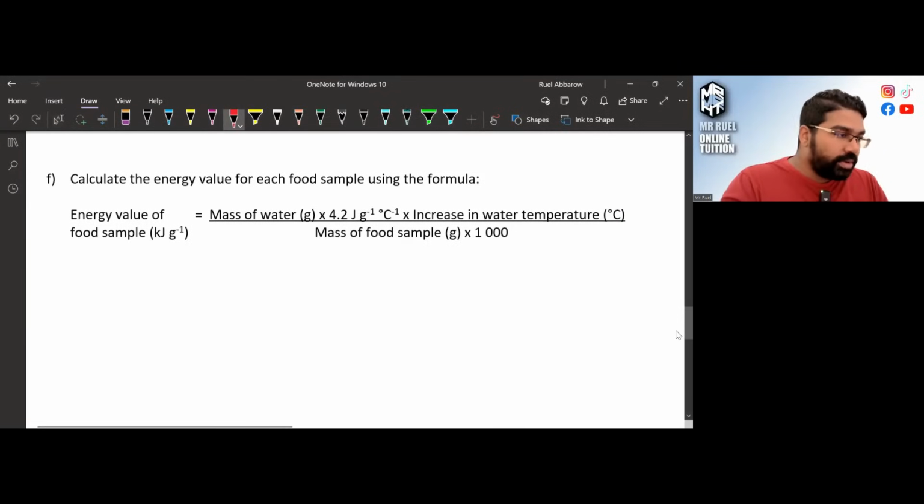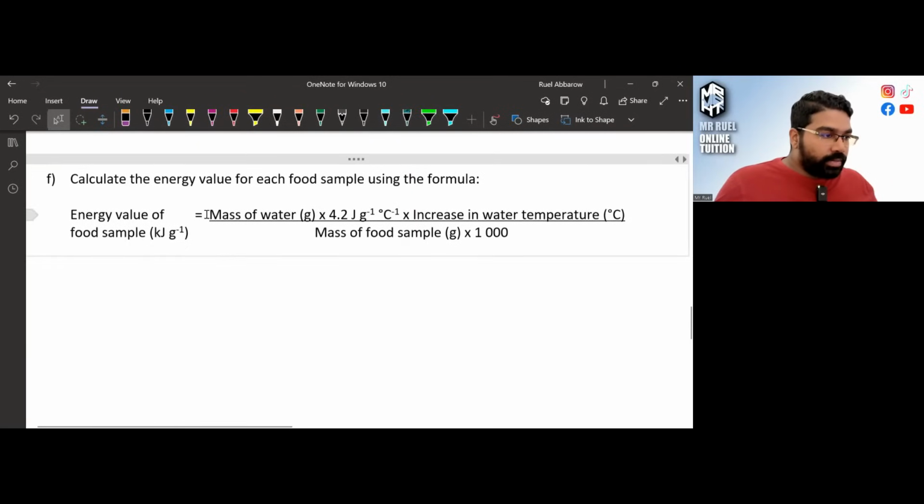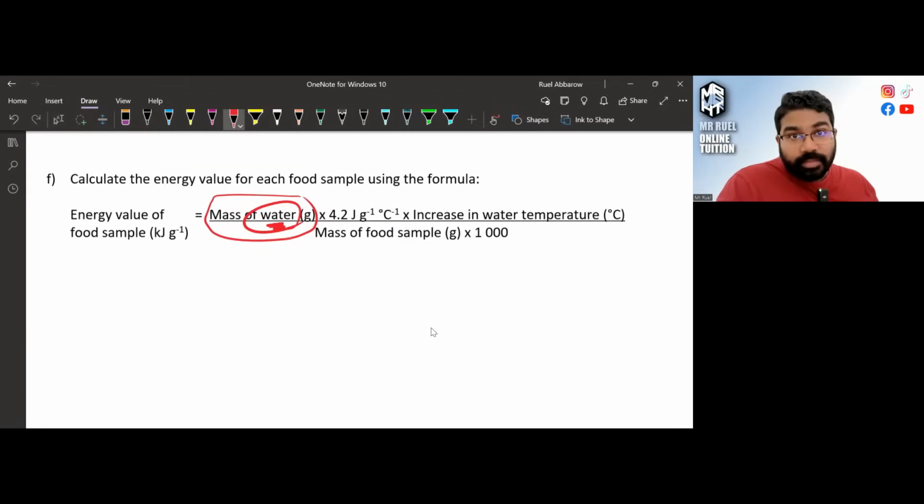So first we do the groundnut. The energy value of groundnut: what is the mass of water? Now, please don't get confused. There are two masses here. This one up here is the mass of water, not the food sample. The food sample mass is at the bottom here.